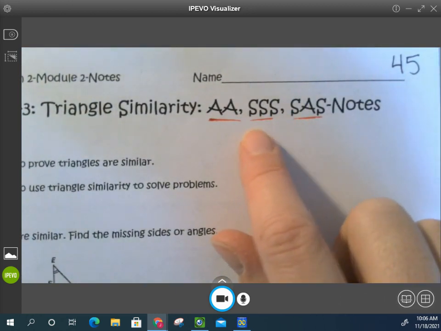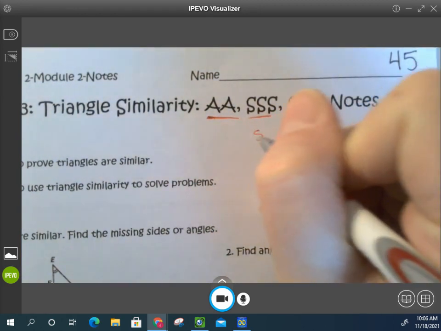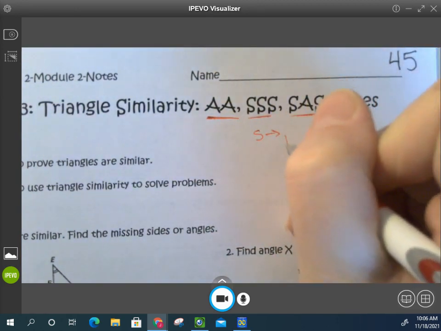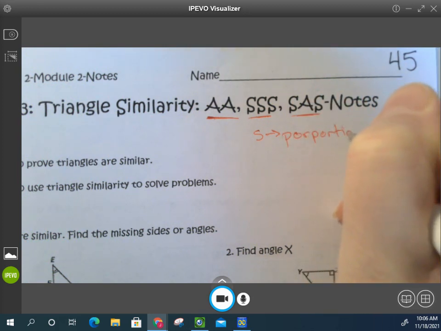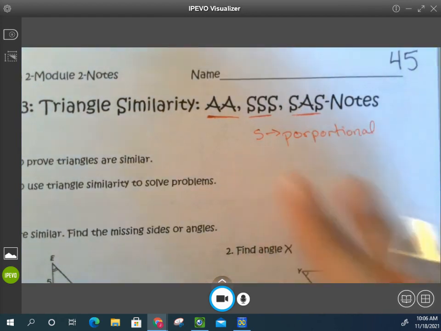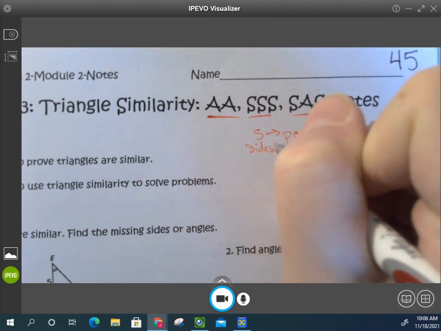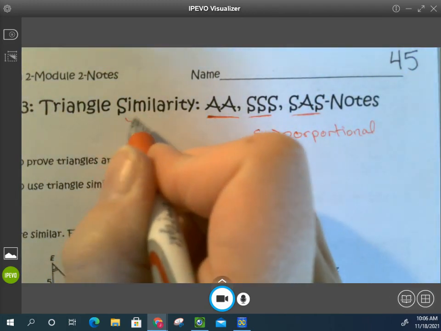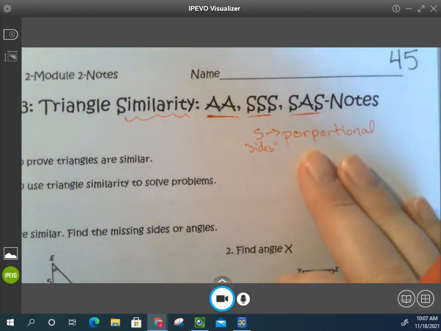I want to remind you that these are not congruent sides. When we talk about sides for similarity, they have to be proportional. So the angles have to be the same, the sides have to be proportional. Anytime we're talking about sides, maybe we should write the word sides there. Anytime we're talking about sides in similarity, it's not about being the same, it's about them being proportional. Okay, so that's sort of my big sidebar.